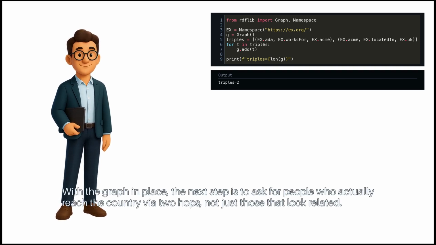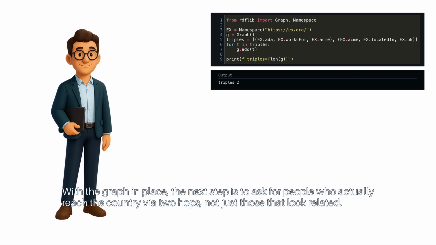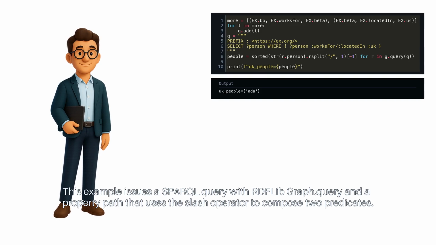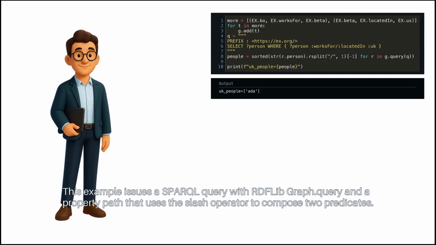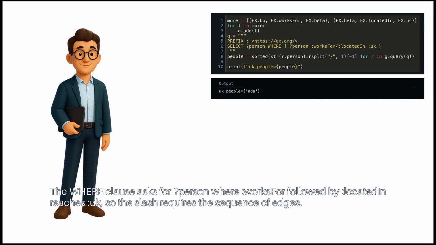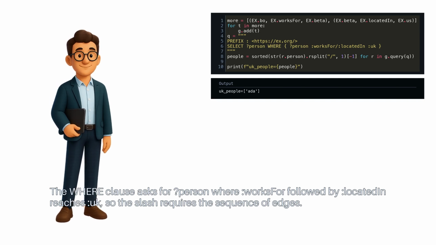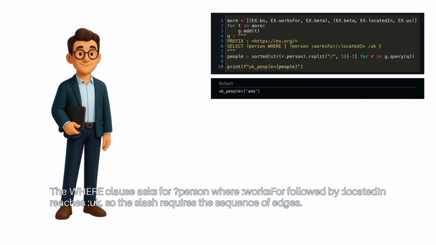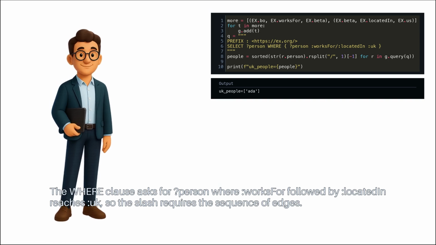With the graph in place, the next step is to ask for people who actually reach the country via two hops, not just those that look related. This example issues a SPARQL query with RDFLib graph.query and a property path that uses the slash operator to compose two predicates. The where clause asks for person, where works for, followed by located in, reaches UK, so the slash requires the sequence of edges.